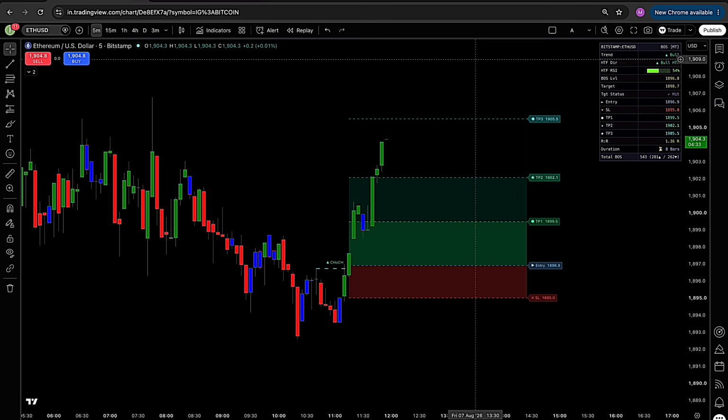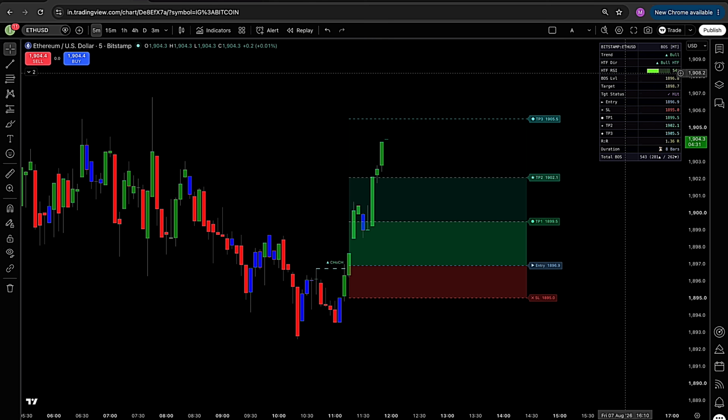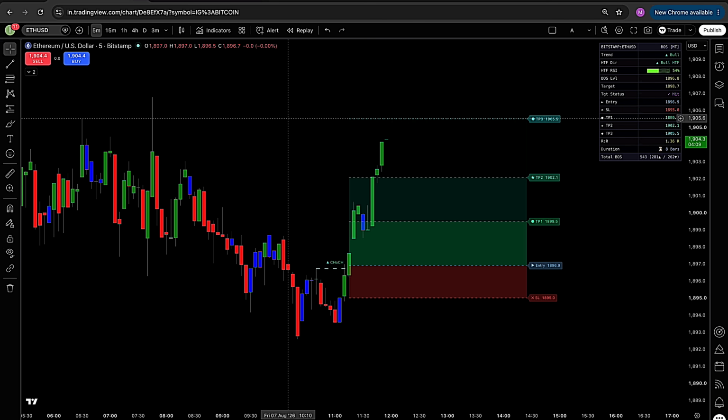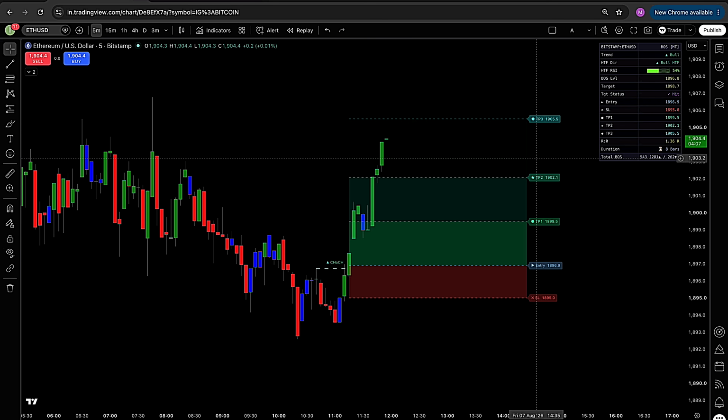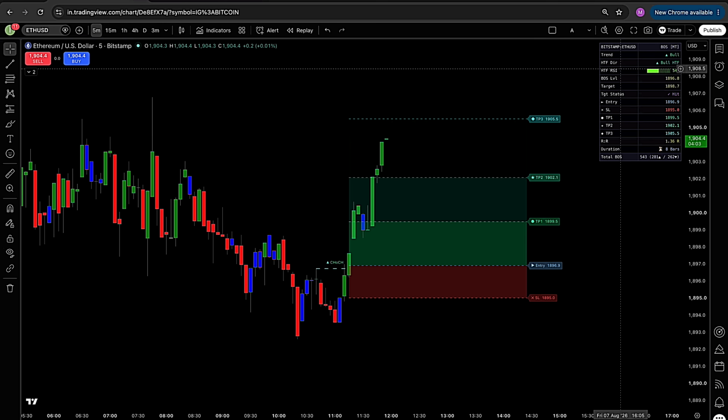It's showing 54. Whenever the HFT RSI is above 40, it means it's a good zone for buying. And whenever the HFT RSI is near 70, then it's a good zone for selling. I'm talking about HFT. If this were the normal RSI, the RSI of the time frame we are using, then buying would be above 60 and selling would be below 50. So here in HFT RSI, it should be above 40.